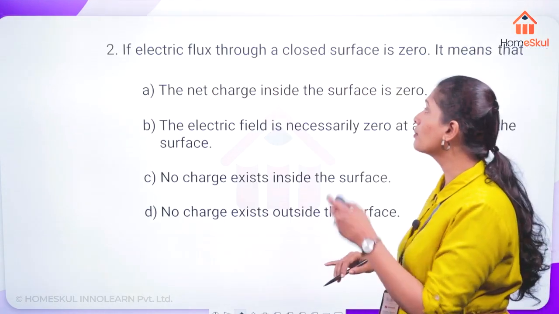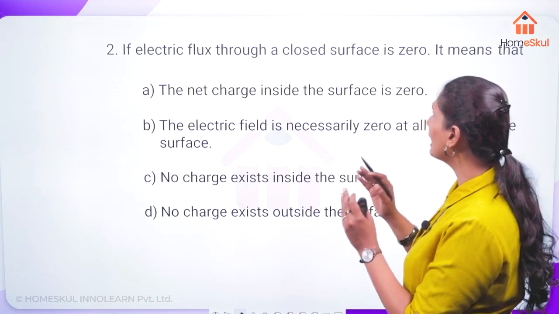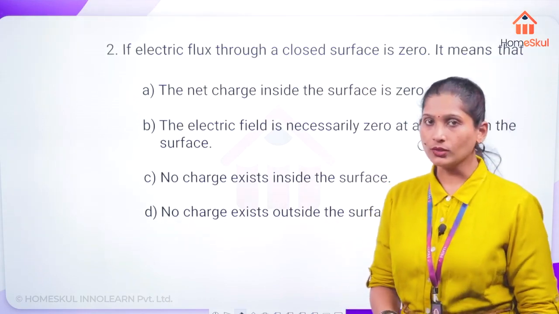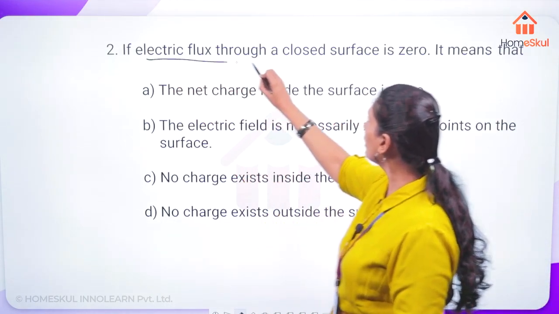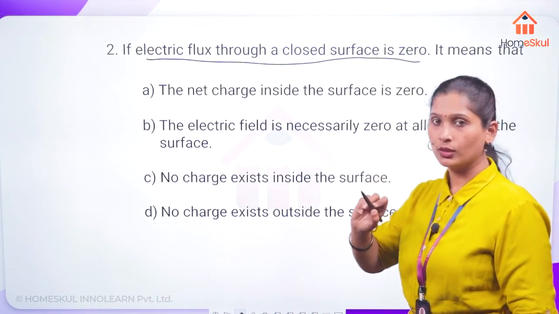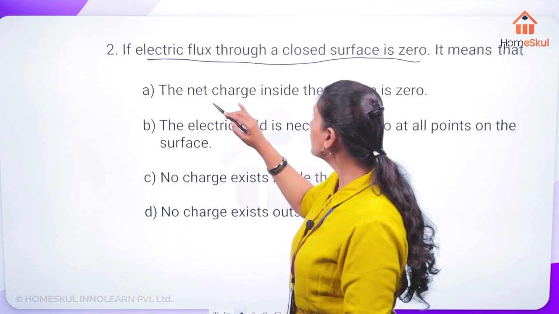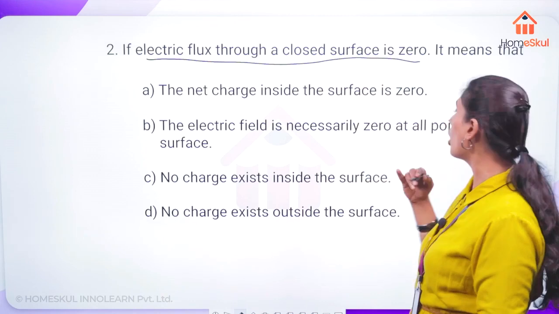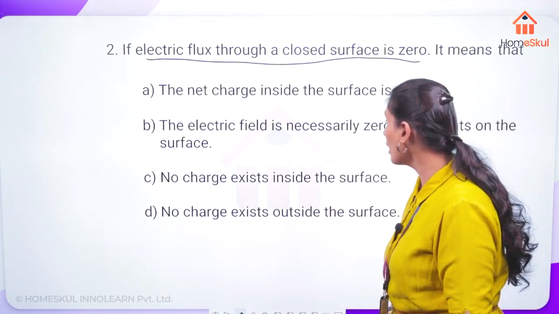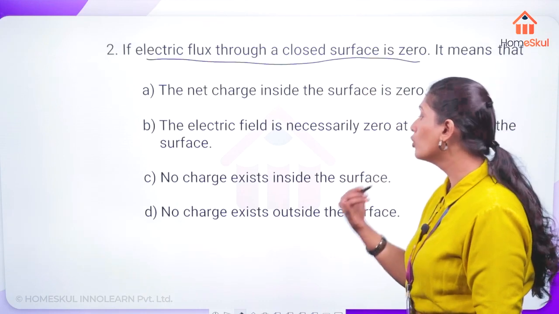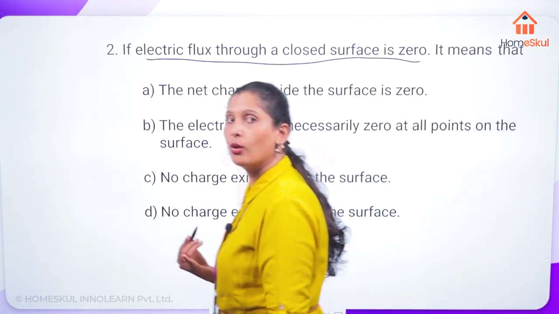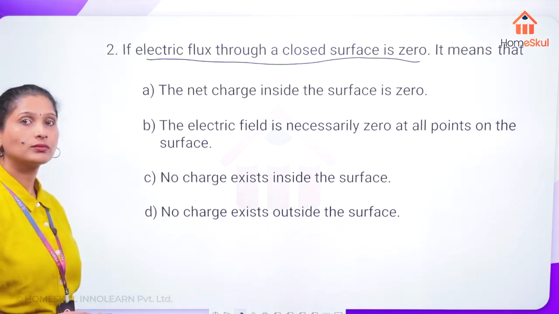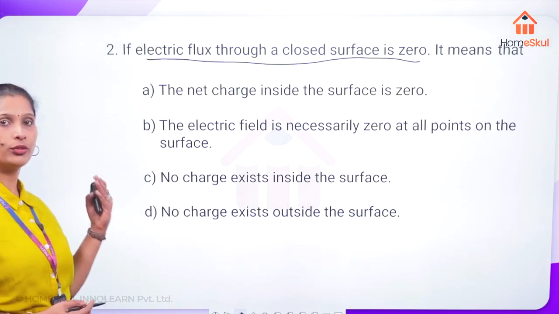Now let's move on to the second question here. If electric flux through a closed surface is 0, it means that, what do you mean by this statement? The options are: the net charge inside the surface is 0; the electric field is necessarily 0 at all points on the surface; no charge exists inside the surface; or no charge exists outside the surface. What does this statement indicate? I think the options are clear for you.